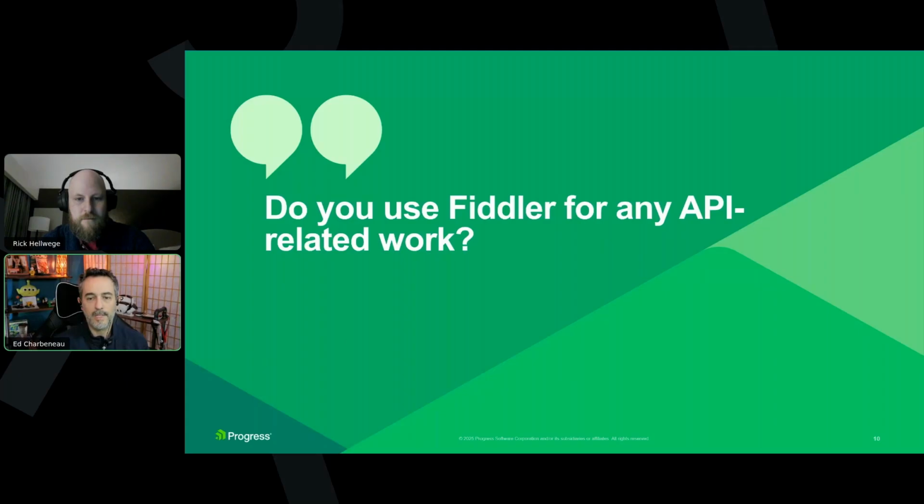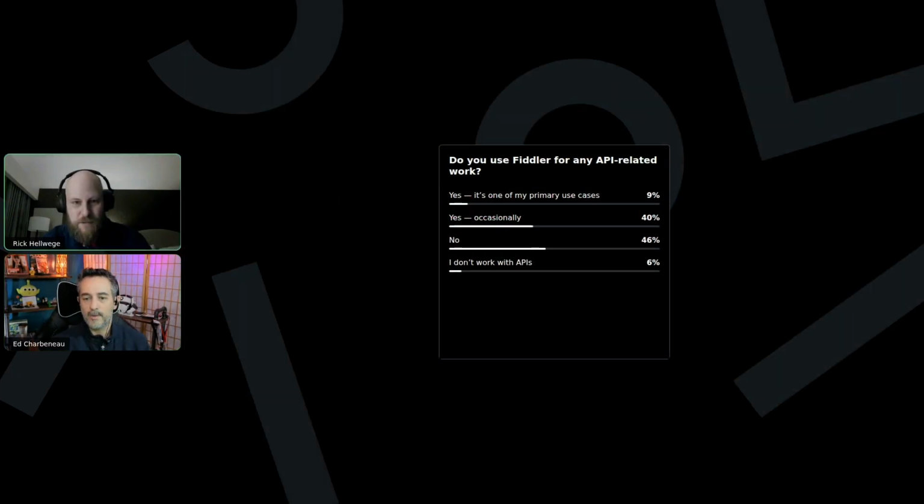We would like to know, how are you using Fiddler? And are you using it for any API related work? So I think it's really a testament to the versatility of the tool. Yeah, I mean, it really can do a lot. I mean, any application these days talks to network traffic. I don't think there's a whole lot of apps that are solely offline anymore, especially with AI.